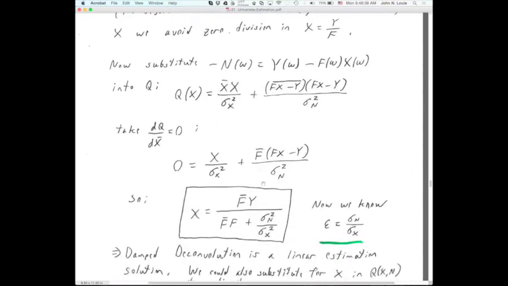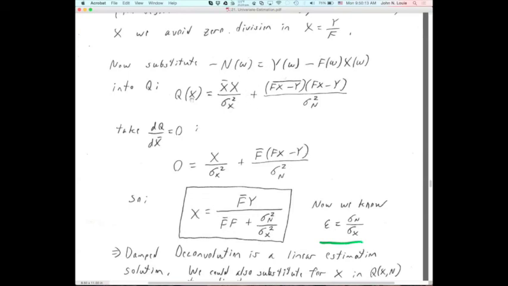So now let's substitute this algebraic rearrangement for the noise. Minus n at frequency omega is equal to the data y at omega minus the matched, this is the convolution, f at omega times x at omega, and we substitute that into q. Okay, so for the noise, we don't have an estimate of the noise.